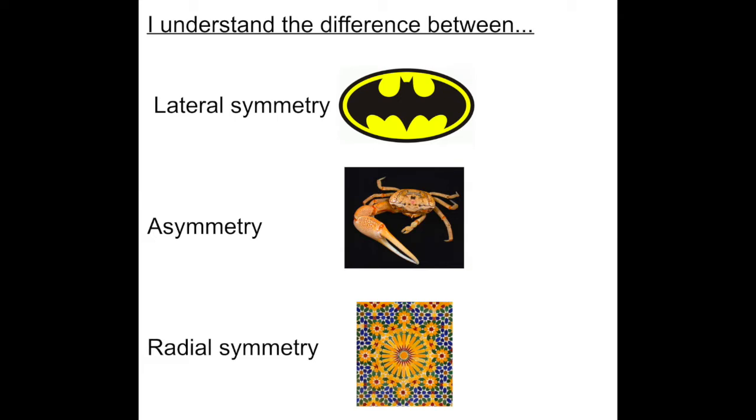Lateral symmetry at the top has balance that's the same on the right and the left. Asymmetry means without symmetry. There is no balance on both sides. And radial symmetry radiates its balance out from the center and goes in all directions: from top to bottom, right to left, and corner to corner. It radiates.